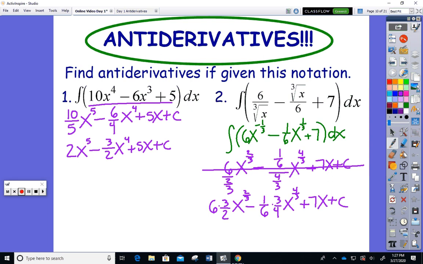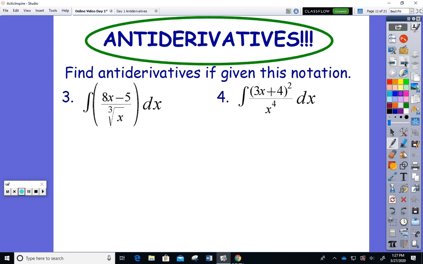So 18/2 is 9, x to the 2/3. On this one, I see that 3 goes into 6 twice. So that's going to give me 1/8, x to the 4/3, plus 7x plus c. I'm starting to hustle now because I know you're probably getting a little bit of video fatigue.